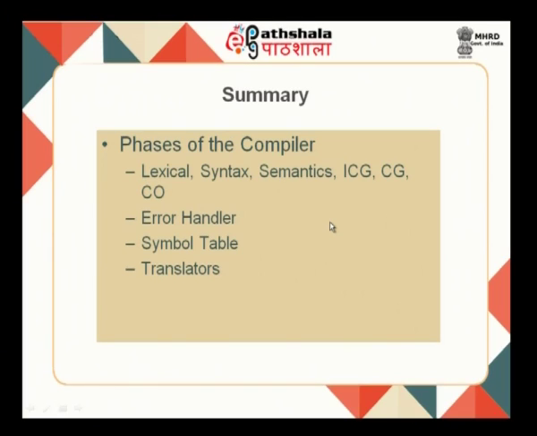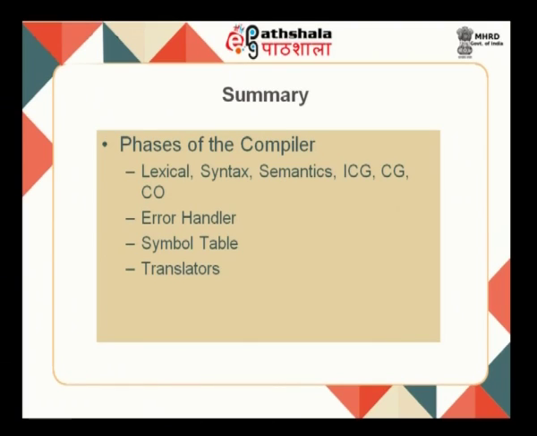So, to summarize, we have seen the phases of the compiler, where we looked at 6 phases: lexical, syntax, semantics, intermediate code generation, and finally code optimization. We also talked about the need for an error handler and the symbol table, and we also talked about translators here, where we looked at interpreter and translator as 2 inputs. So, with that we have seen the phases of the compiler. Now, we will take an example and discuss that in the next module.